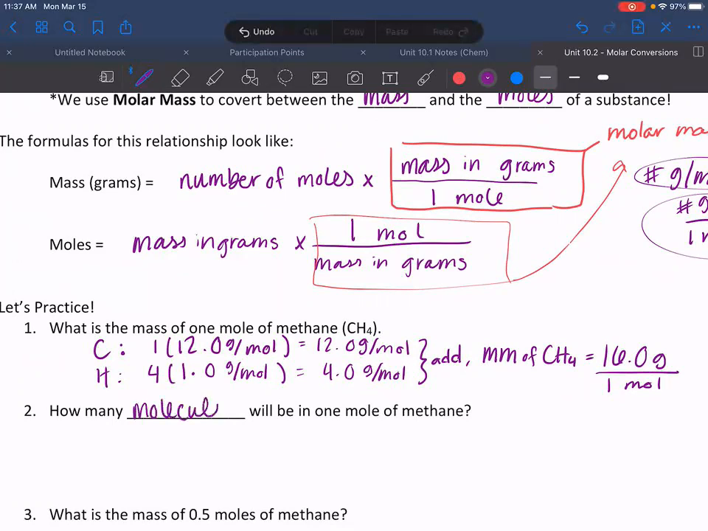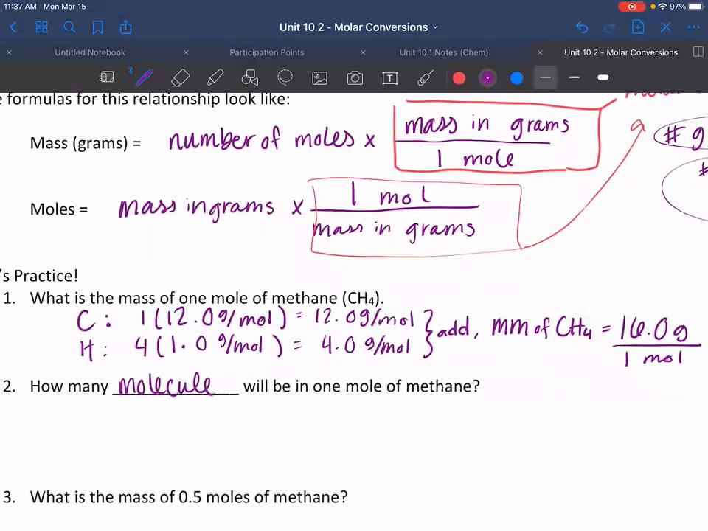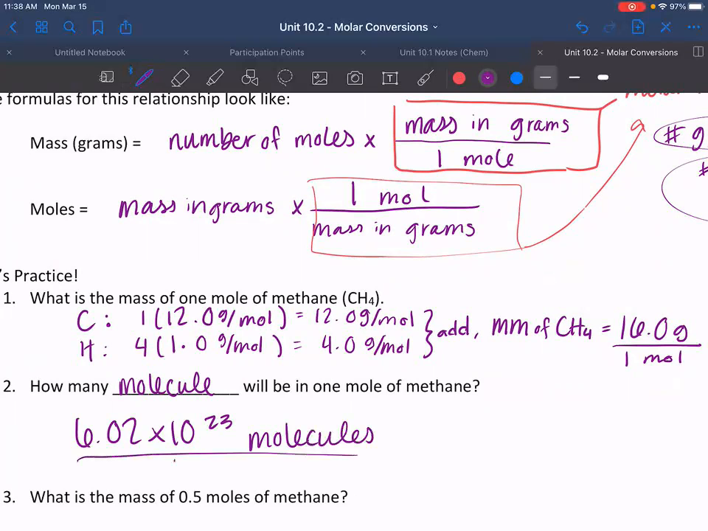So molecules go with covalent or non-metal bonds. Formula units go with ionic or metal-non-metal. So this is a molecule because both carbon and hydrogen are non-metals. So how many molecules are in 1 mole? Beautiful, 6.02 times 10 to the 23rd. You guys, like I said, should get sick of that number. That's how many molecules per 1 mole.